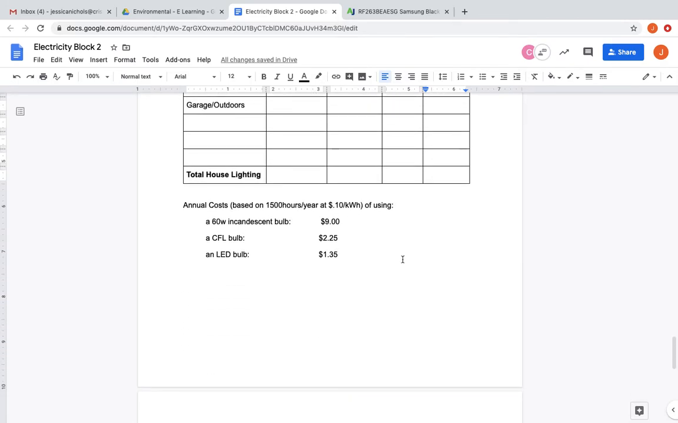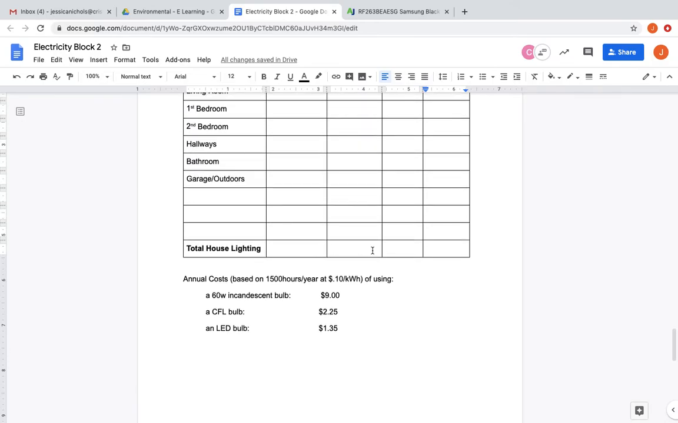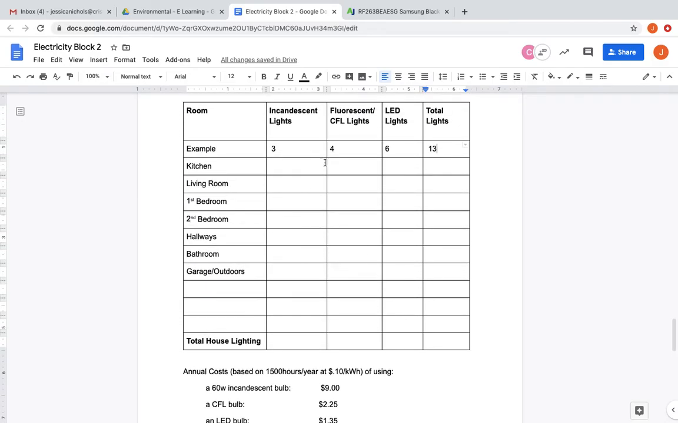And then down here, when you're done with that, at the bottom of the table, you're going to add up your incandescent lights, and that total is going to be all your incandescent lights added up. And then this total right here is going to be all your fluorescent lights added up. And then this total is all your LED, and then you're going to add all those together to get your total.